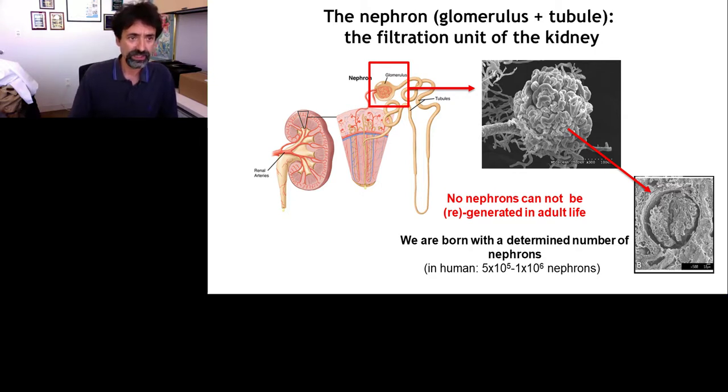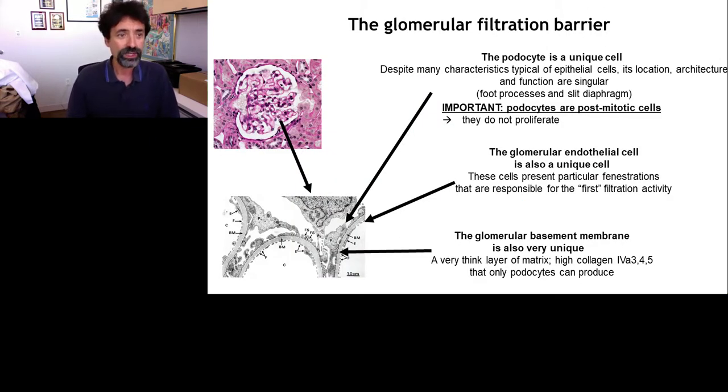Importantly, if we focus a little bit more on the glomerulus and how it works, we notice that the glomerular filtration barrier, which is what allows the urine to be filtered from the blood into the urinary space, is formed by three different structures. One is the podocytes, which are a unique kind of cell in the outer side of the glomerular filtration barrier. And these cells are postmitotic cells, and so they do not proliferate.